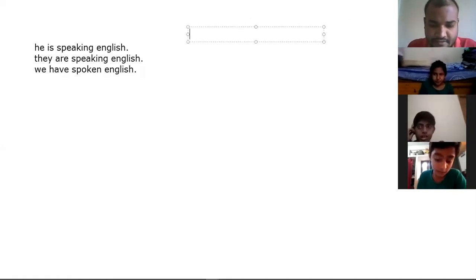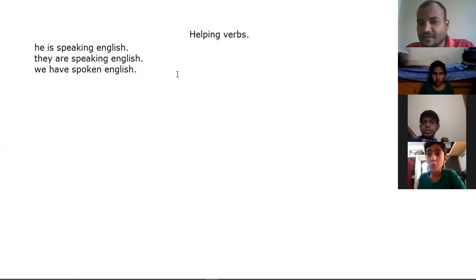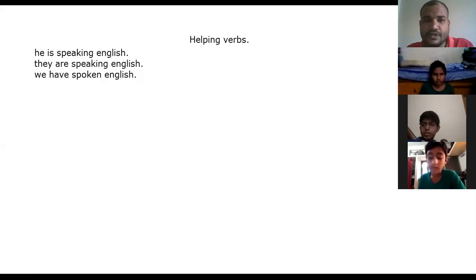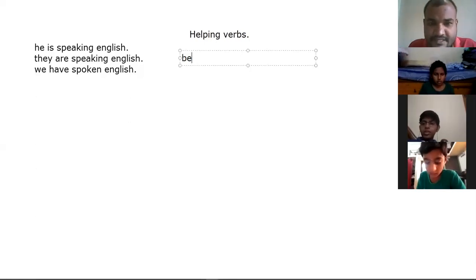What are we talking about today? Helping verbs. So how many types of helping verbs are there? Do you have any idea about helping verbs? How many types are there? No idea, sir. No problem. I'll give you the types of helping verbs also.